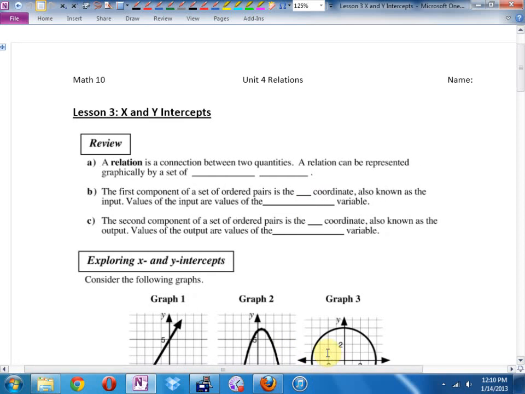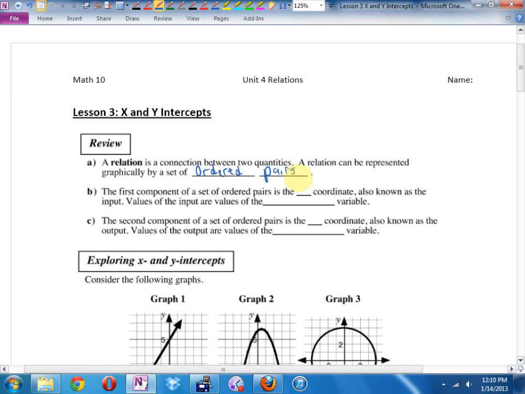And we start out with a little bit of recalling. Remember, a relation was a connection between two quantities. And if we wanted to represent them graphically, we could represent them with a set of ordered pairs. You guys with me? You guys have these notes, yeah? You good? We're good? Everyone looked kind of puzzled for a second there.